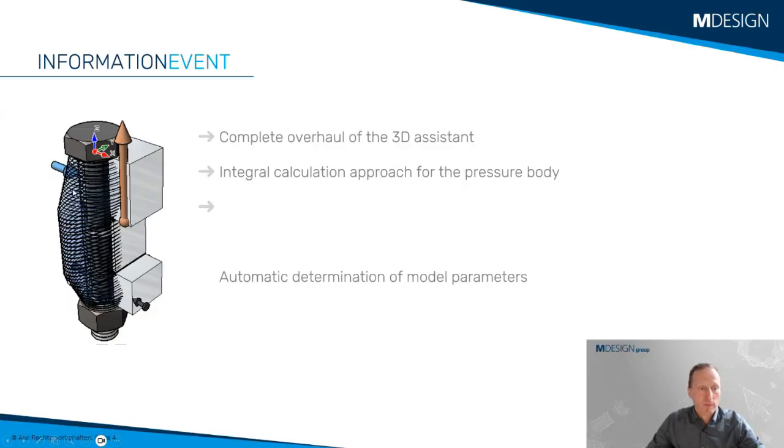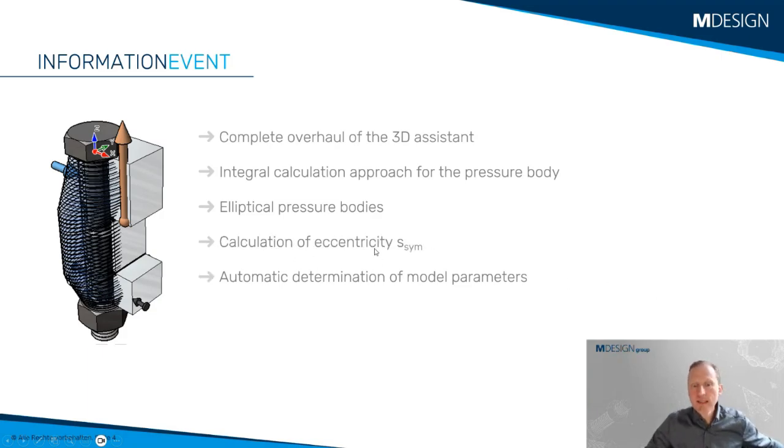You see, of course, we have pressure cones in two different directions, no longer equal in all directions. So elliptical pressure bodies are also possible, and the calculation of the eccentricity of the pressure body will be done automatically, because out of this created pressure body, of course, the calculation module can see where the pressure cone is cut, where there is more pressure, and so it will be calculated from this integral approach.